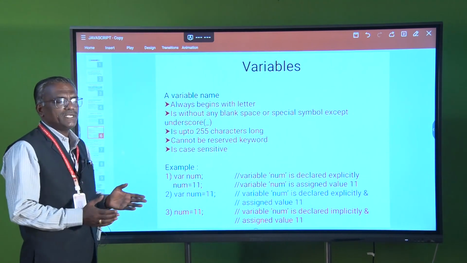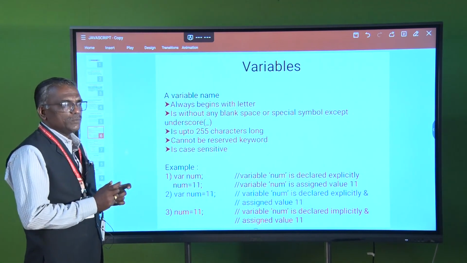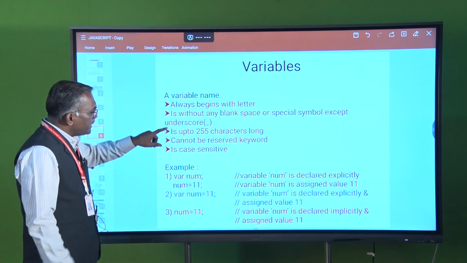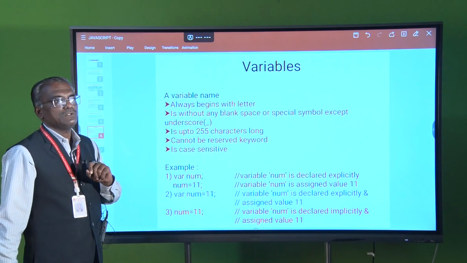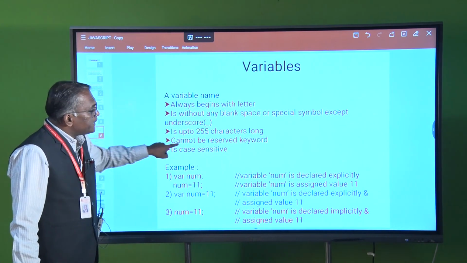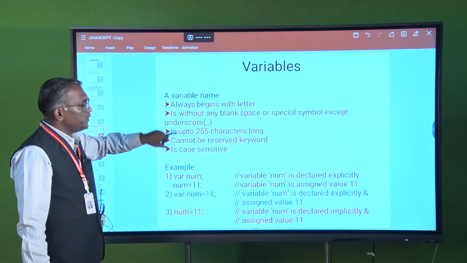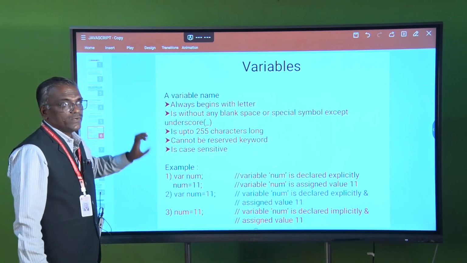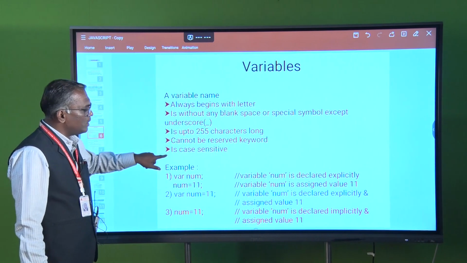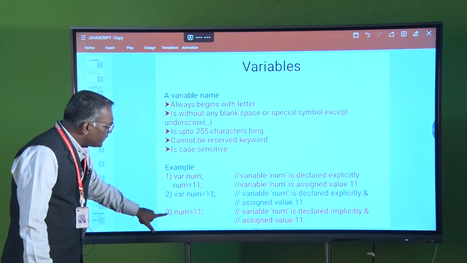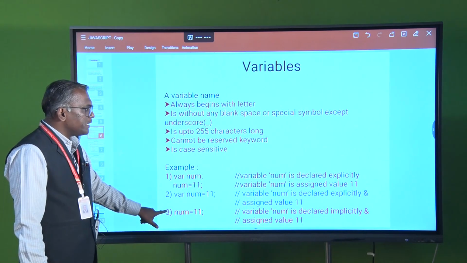Suppose there are two words in a variable, you can separate these two words with the help of an underscore. It is up to 255 characters long and it cannot be a reserved word, or a word which is defined in that language. So we have to avoid the reserved words while defining the variables and more importantly it is case sensitive. So these are the valid variables which have been declared here.